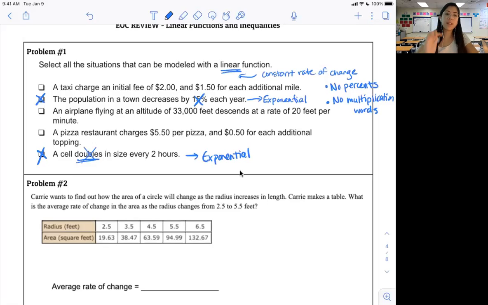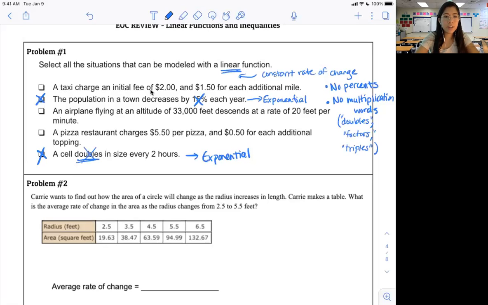So if you see something like it grows by a factor of 3 or a factor of 1.5 or a factor of 1/2, whatever it is, that's a multiplication word. So I'm going to write a couple words. Doubles is a multiplication word. Factors, triples, anything that tells you that you're multiplying is going to be exponential instead. Well, now everything else is good to go.